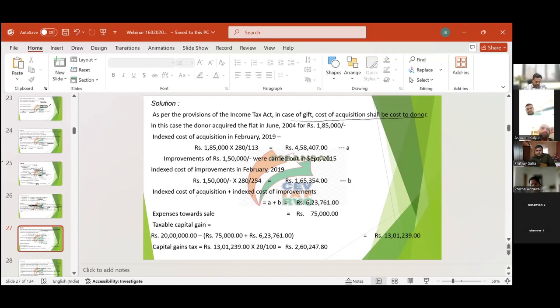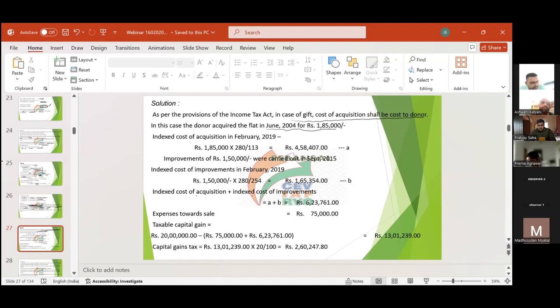And the donor bought it in June 2004 for 1,85,000. This is the important thing which you have to take into consideration. Otherwise, nothing new in it. Once cost of acquisition is known to you, in other things you have to apply only the indexation part. So cost of acquisition is 1,85,000.